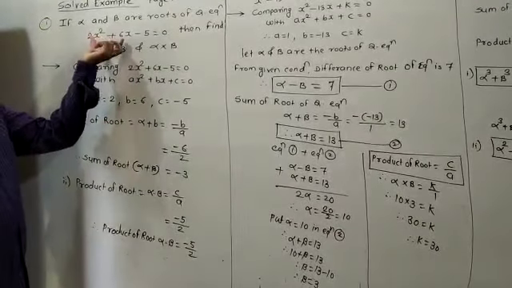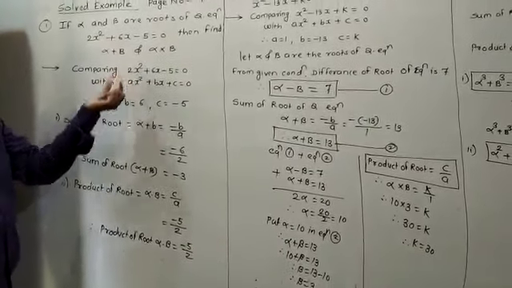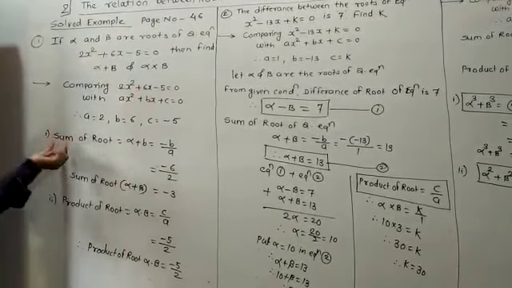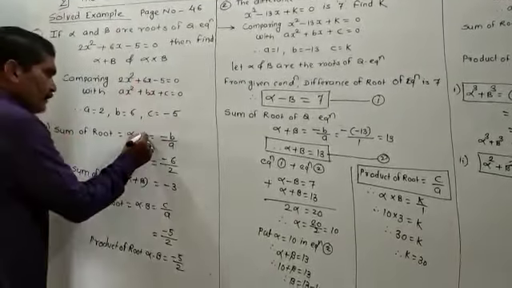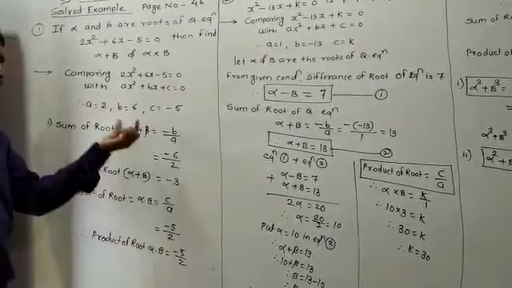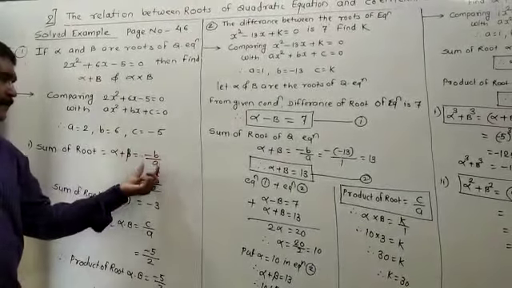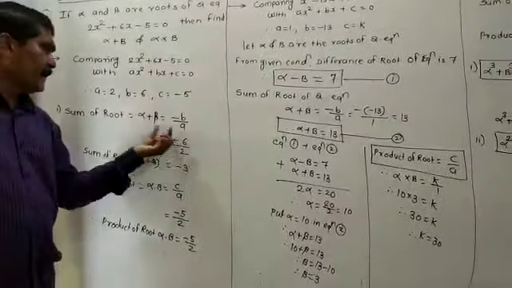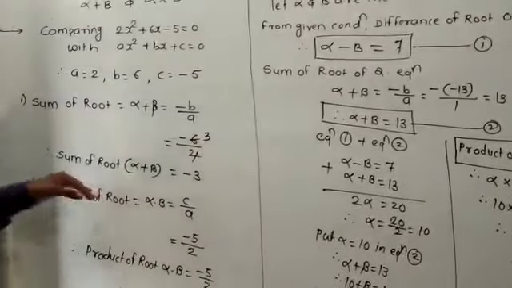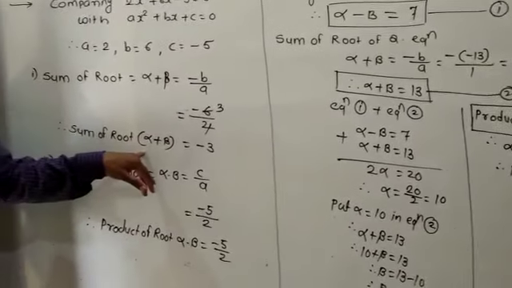Then you have to compare this equation with ax² + bx + c = 0. From that, a = 2, b = 6 and c = −5 will come. Then you have to find out the sum of the roots. Sum of the roots means alpha plus beta, and product of the roots means alpha into beta. You know that alpha plus beta, the sum of the roots, is equal to −b upon a. You have to put the value of b as 6, a as 2, and 2 ones are 2, 2 threes are 6, so the sum of the roots alpha plus beta is equal to −3 will come. In this way, you have to find out the sum of the roots.